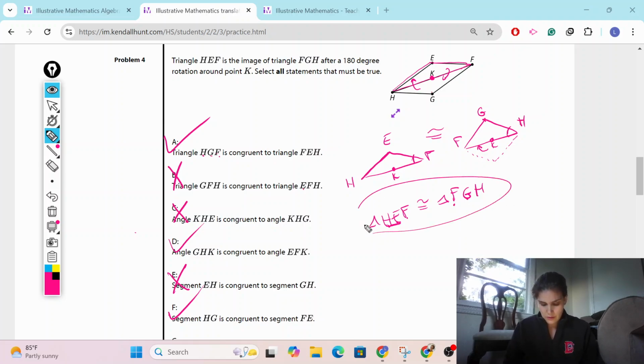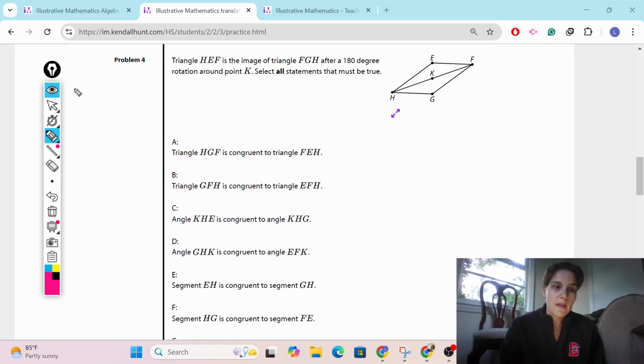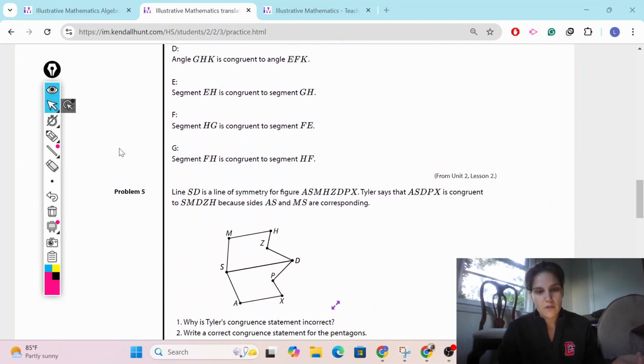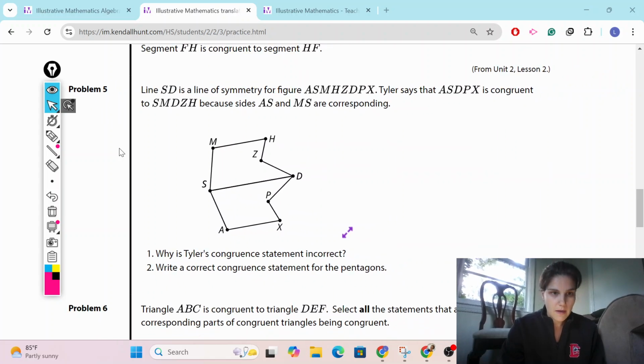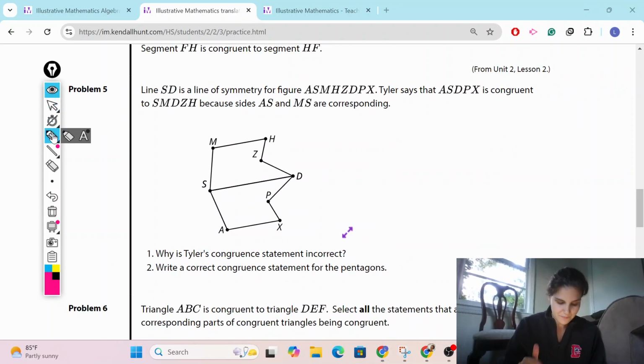So you can use your letters by looking at HG, the last two going this way, is congruent to segment FE, the last two going that way. Or you could imagine them being on top of each other, so EF is going to be on top of GH, HE on top of FG. You need to figure out which way you can visualize that's best for you, and both of them work. Remember, corresponding parts of congruent triangles are always going to be congruent, but they have to actually be corresponding.